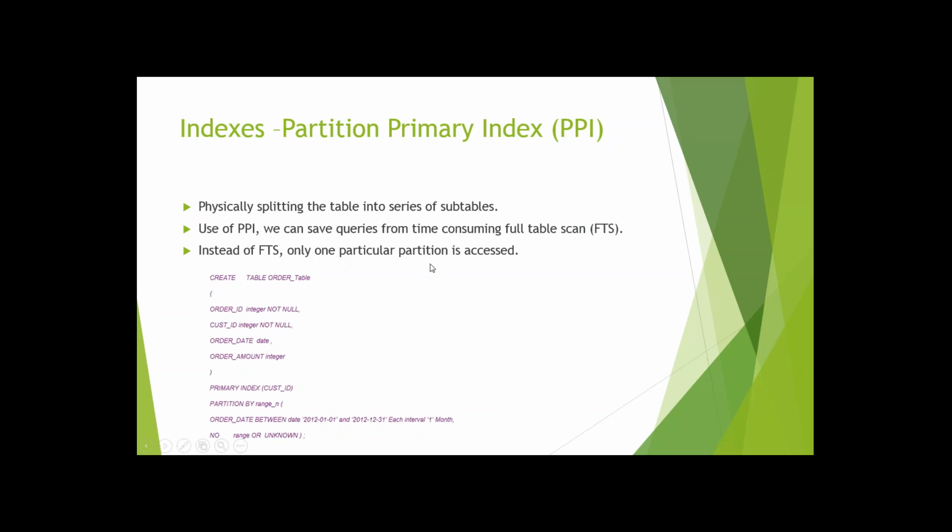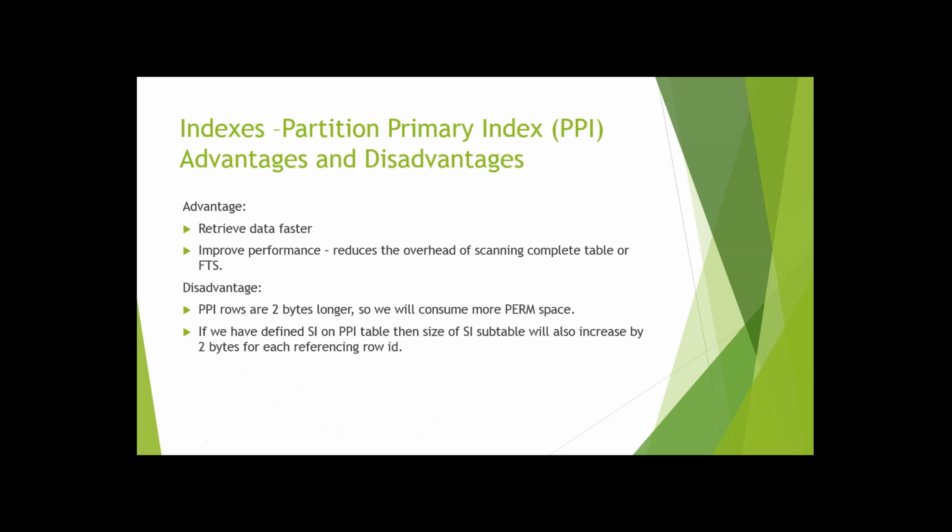There are advantages and disadvantages. The advantage is, like always, you're going to read the data faster. It improves the query performance. What's the disadvantage? Whenever you use PPI, your table size is going to increase by 2 bytes per record, because PPI rows are 2 bytes longer. So it's going to consume more PERM space. The same is applicable even to secondary index. When you define a secondary index on a PPI table, even the subtable rows are going to increase by 2 bytes.